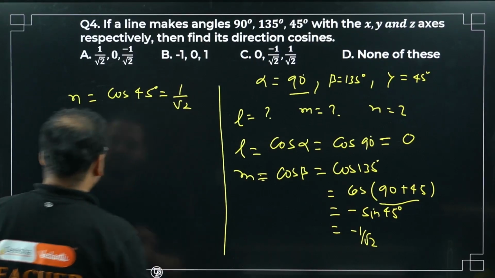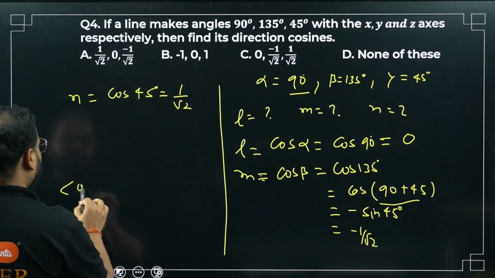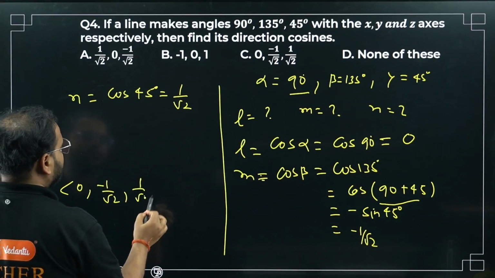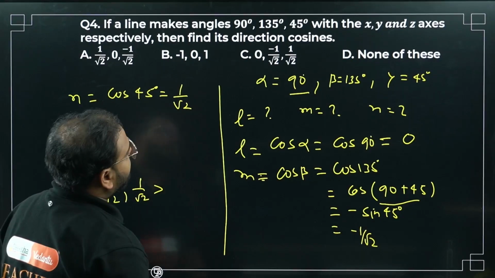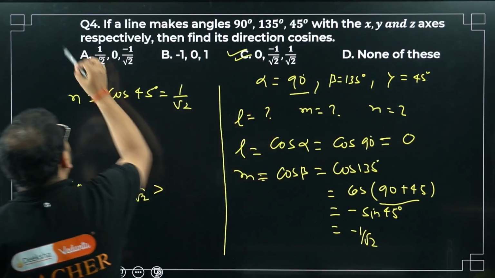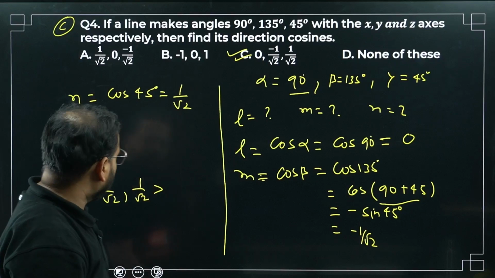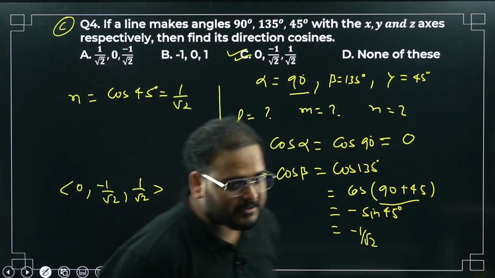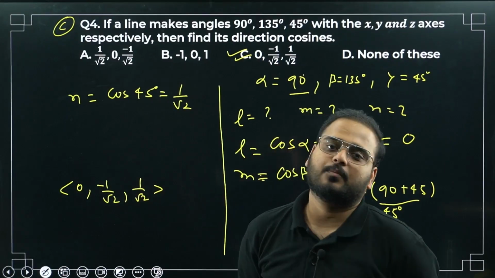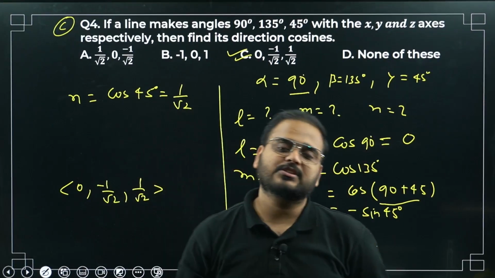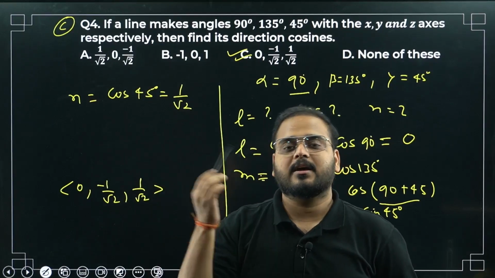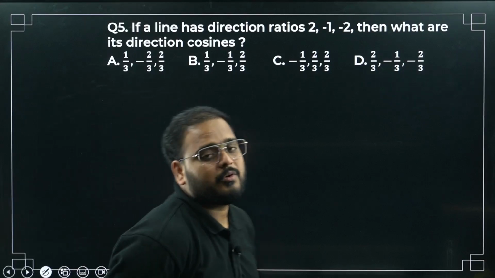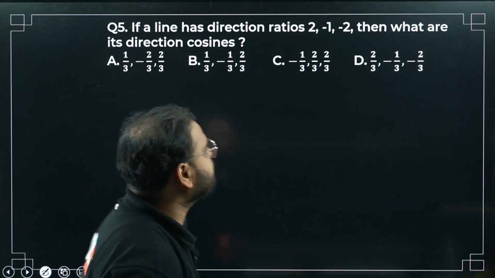So what is my L, M, N value? My L value is coming as 0, M value is coming as minus 1 by root 2, and N value is coming as 1 by root 2. So options are here. Option C is correct: 0, minus 1 by root 2 and 1 by root 2. I hope this is clear. Simplest question ever. That's how the questions are in this particular concept. They're not difficult, but application will be there in the coming chapter. In the chapter that we're going to start from the next session, we'll have applications. That's why it's important to remember this simple concept.